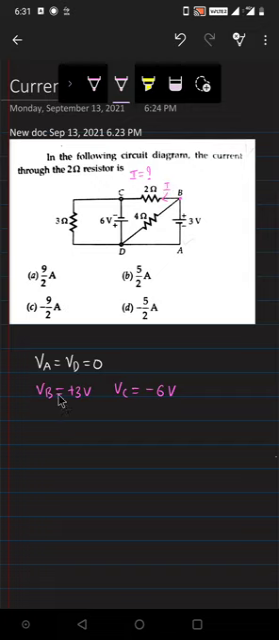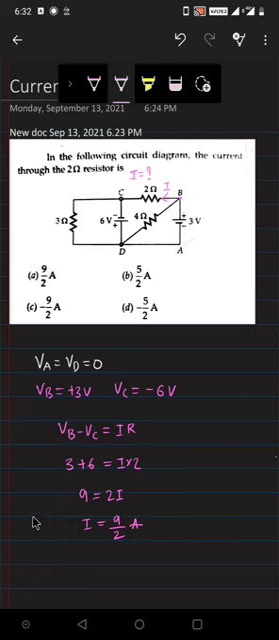Let's find out the potential difference between these two points, that is VB minus VC. According to Ohm's law, this is equal to current times the resistance. VB value is 3 and VC value is minus 6. It will become 9, and I into R, where R is 2 ohms, so 9 = 2I. Then I is equal to 9 by 2 ampere. So option A is the correct answer.